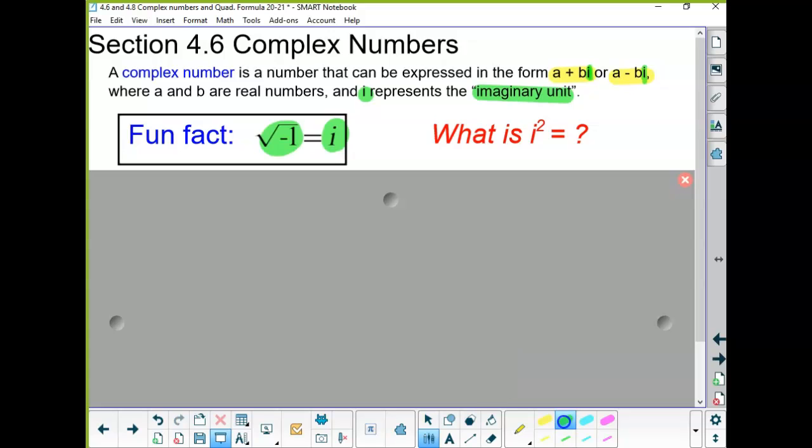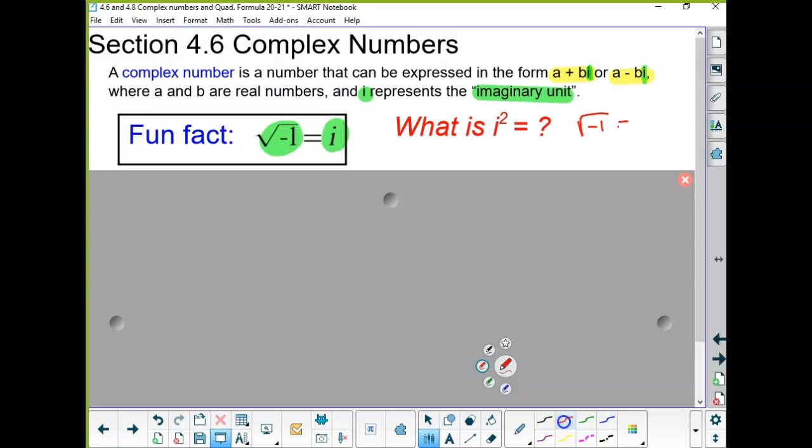I have a little challenge for you, something to think about. If I know what i is, if i is equal to the square root of negative 1, what do you think i squared is equal to? 1. Close. Really close. So think about it. What happens if I square this side and then I square this side? What's left over? Cam, you were super close.